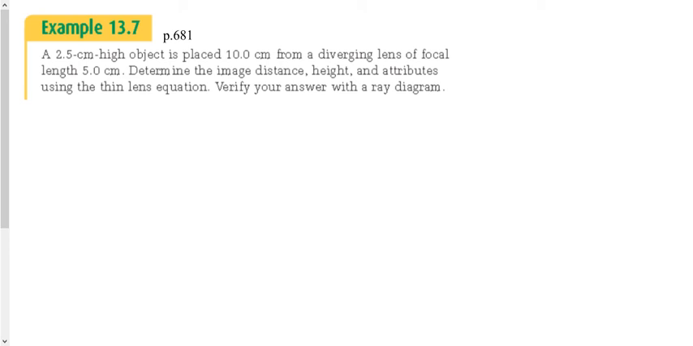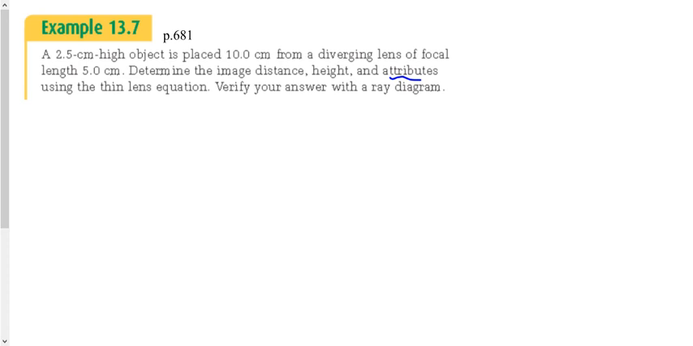It says a 2.5 centimeter high object is placed 10 centimeters from a diverging lens of focal length 5 centimeters. What's the image distance, the image height, and the attributes? The attributes are just the characteristics. We're not going to bother verifying our answer with a ray diagram because we've drawn all the possible ray diagrams already on that template that I handed out yesterday.